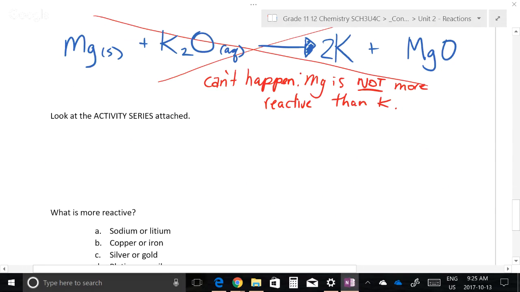Long story short, when you see a single displacement reaction, this is what you need to look at to ask, will this happen or will it not? Did I forget to hole punch this for you? That's frustrating. The hole punch is up here. We can use it at the end. Okay.